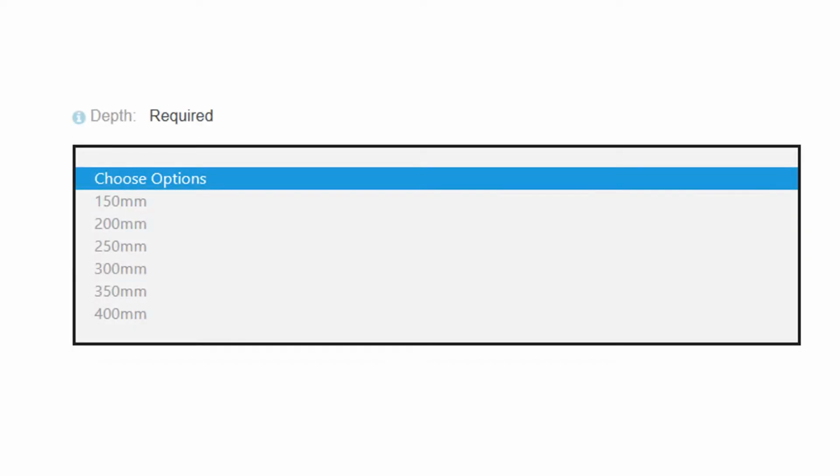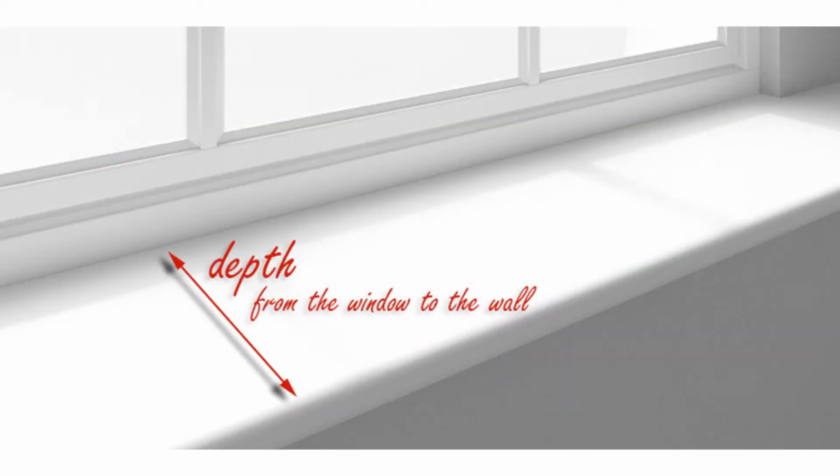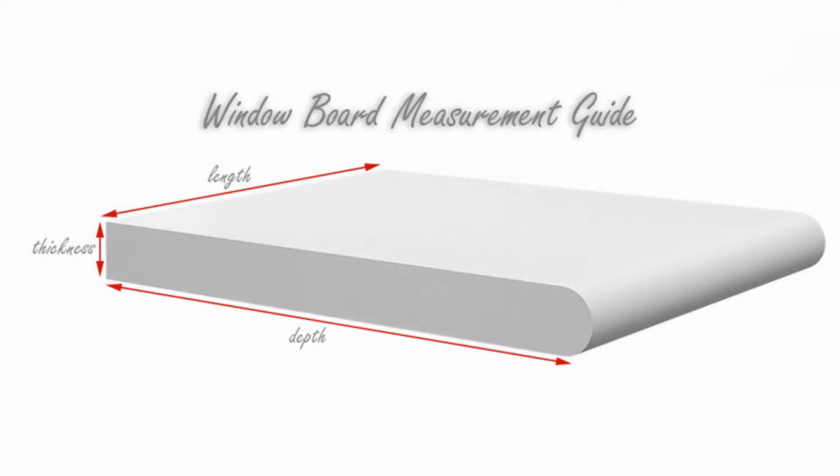This will be the first option you're faced with when landing on our MDF window board product page. The depth option really depends on how deep your window reveal is. For example, if your window reveal is 220mm deep, you'll want to choose the 250mm depth. This ensures that the window board will fully cover the reveal and overhang on the front edge. Almost every window board you see in stores will have an overhang, and generally it's around 30mm.